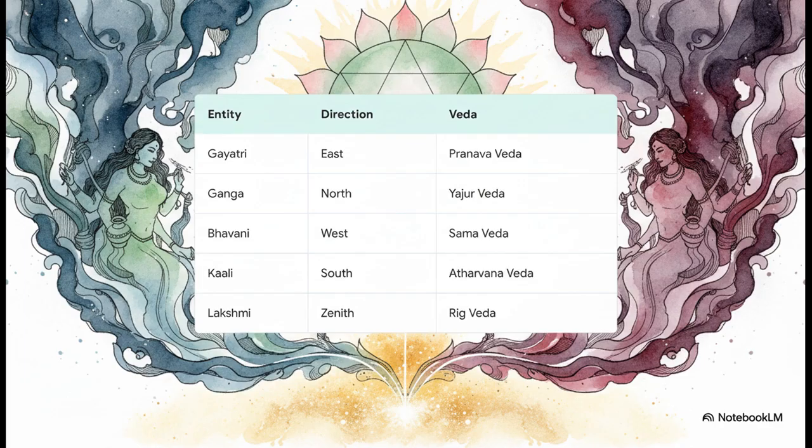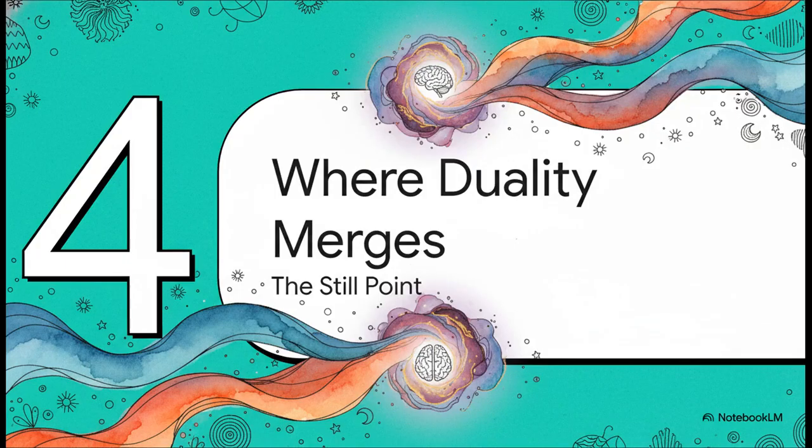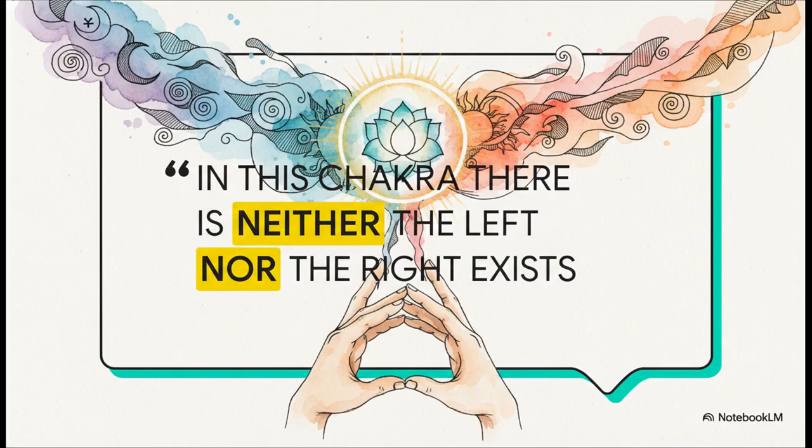So, what happens when these 2 paths finally meet? As we keep climbing higher, we reach a really unique point. The entire system, which up until now has been totally defined by its duality, by this perfect opposition of left and right, suddenly that all changes. We've arrived at a point of convergence. The source text states this with absolute clarity. In this chakra, neither the left nor the right exists.